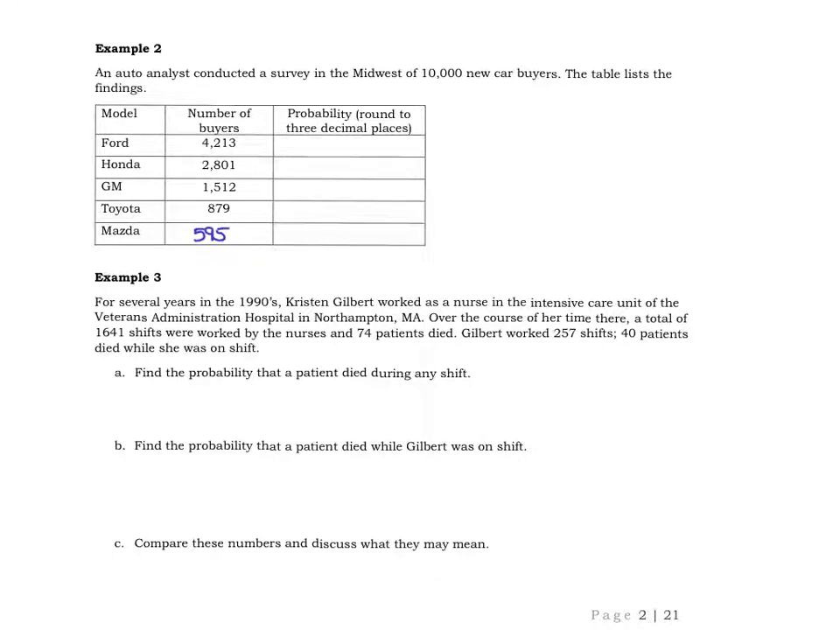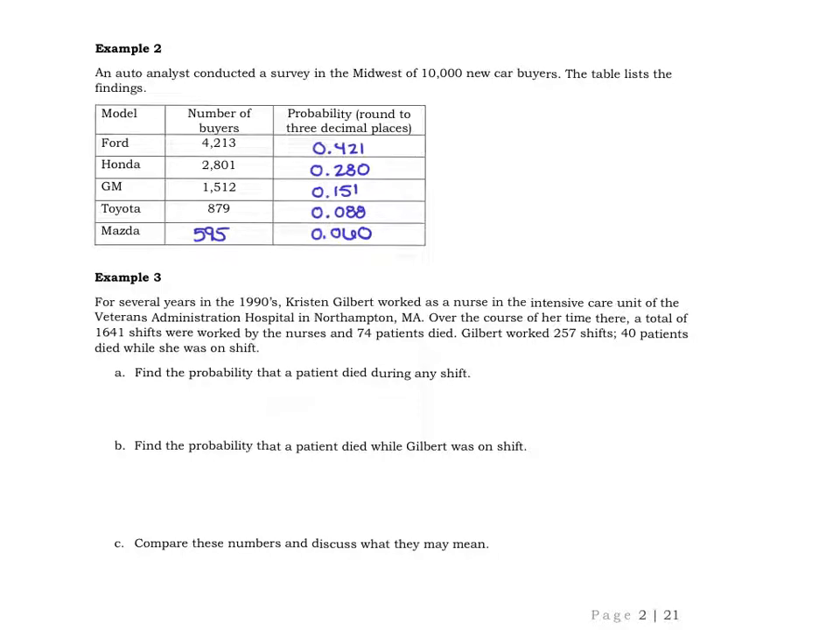And then for those probabilities, again, take the number who bought a certain model, whatever that model is, and divide by 10,000. And we're going to round to 3 decimal places. So 0.421, 0.280, 0.151, 0.088, and 0.060 by the time we round to 3 decimal places.